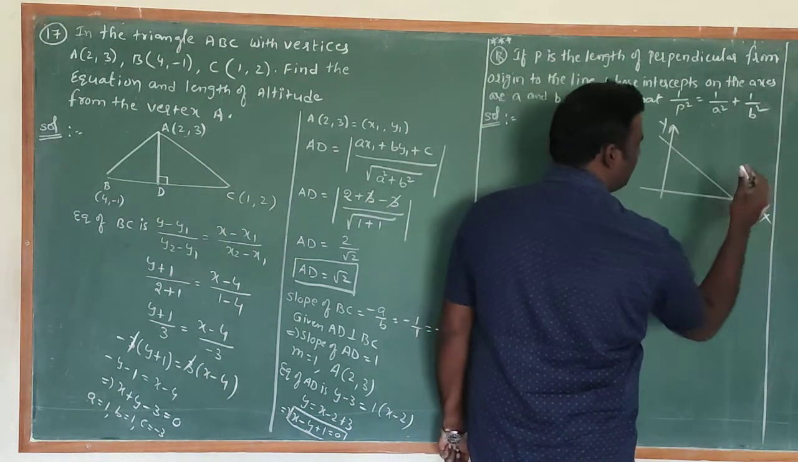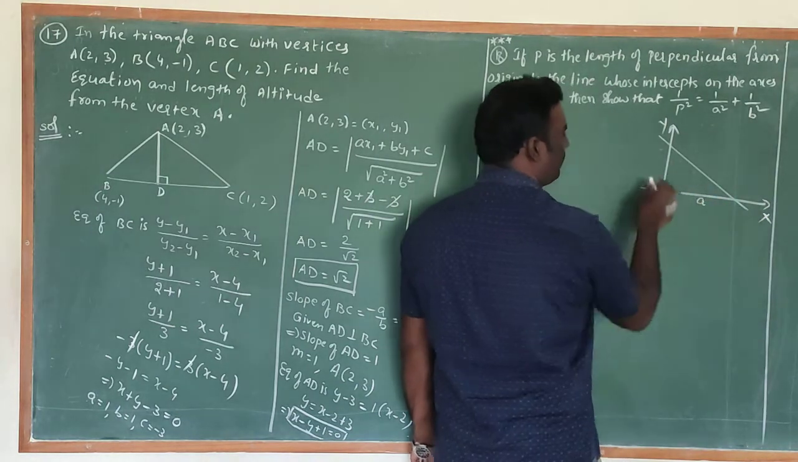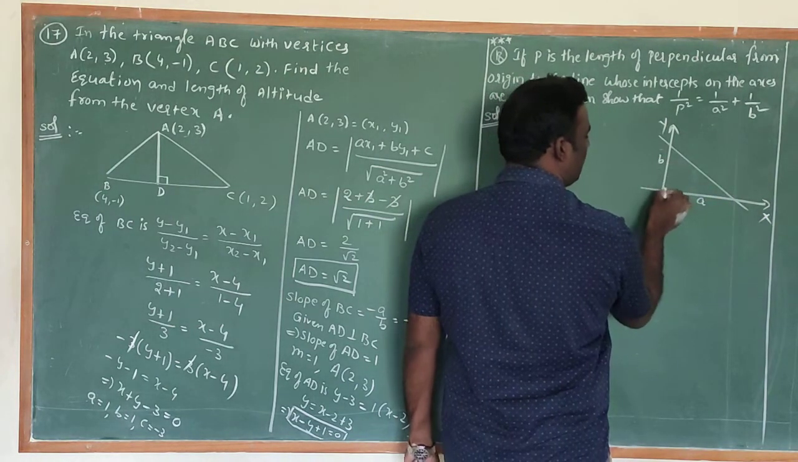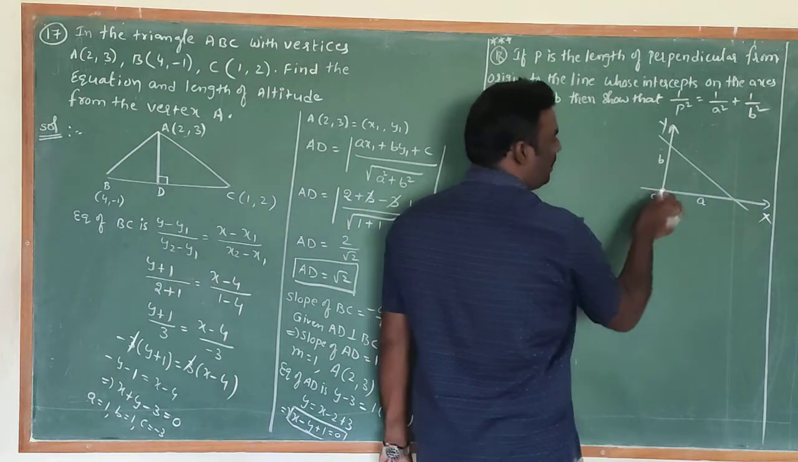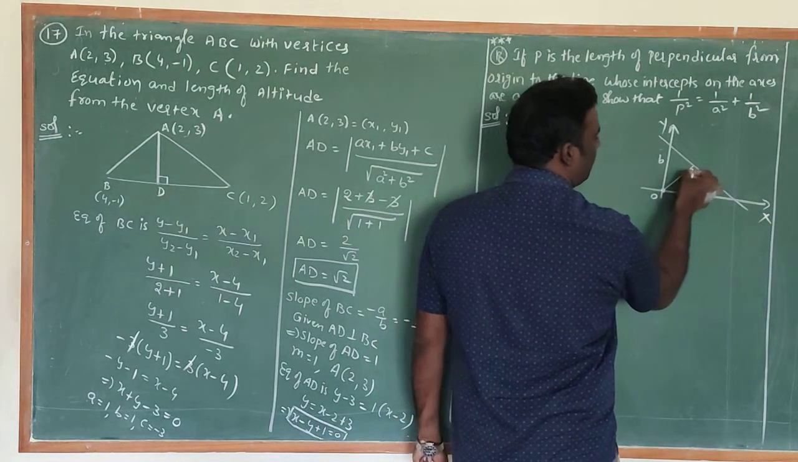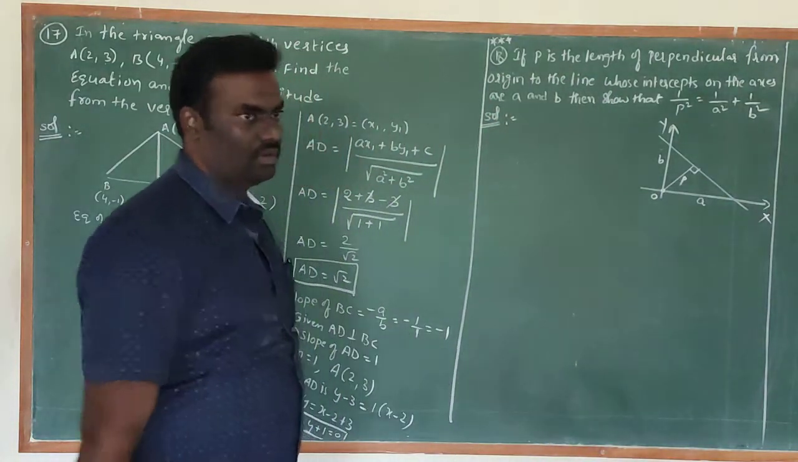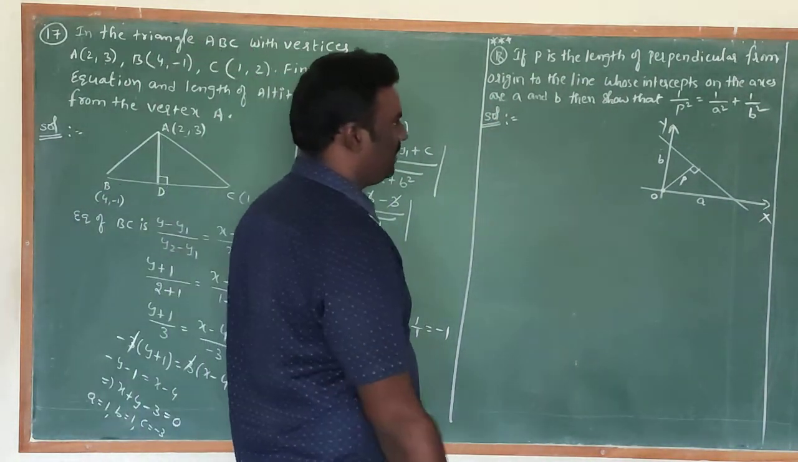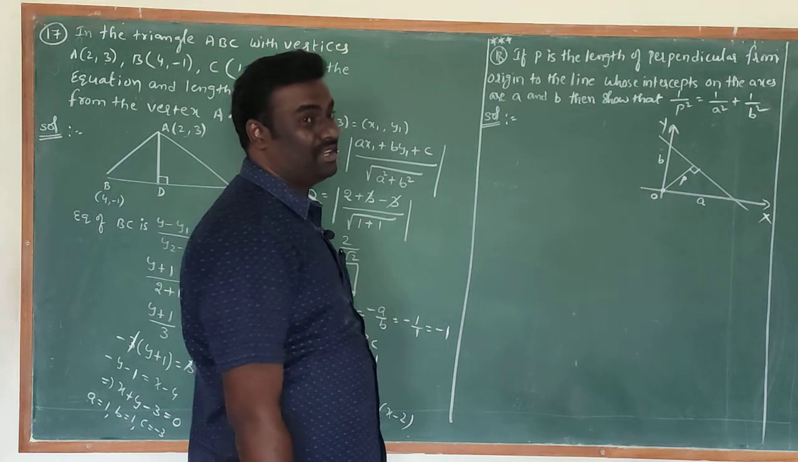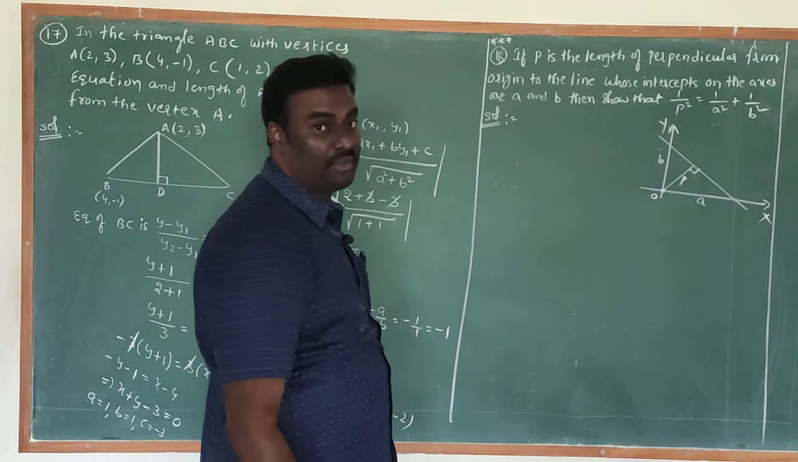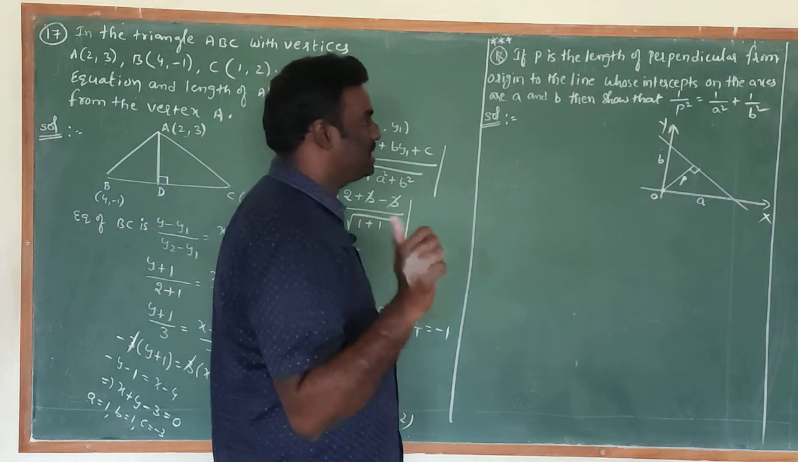It is a straight line. X intercept is A, Y intercept is B, and this is the origin. From the origin you draw a perpendicular on the line. This length is P. Now we need to prove that 1 by P square equals 1 by A square plus 1 by B square.